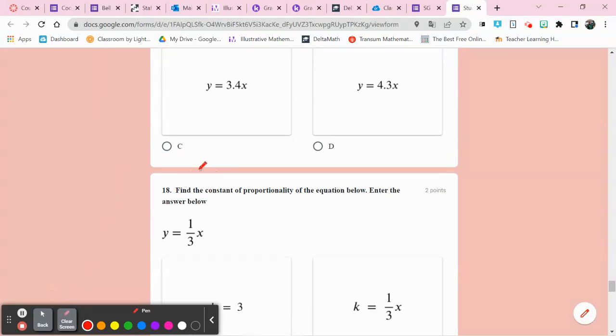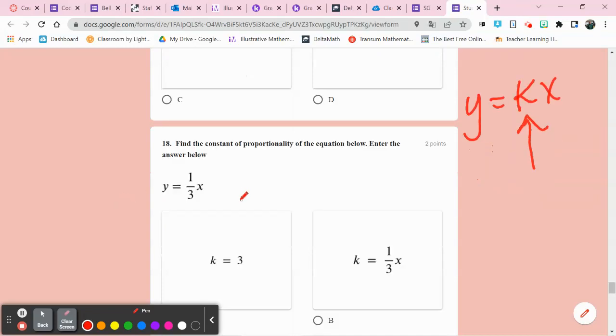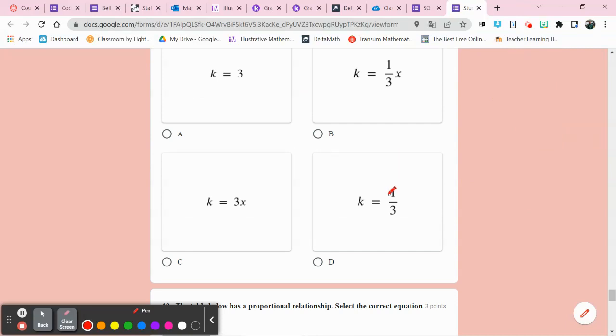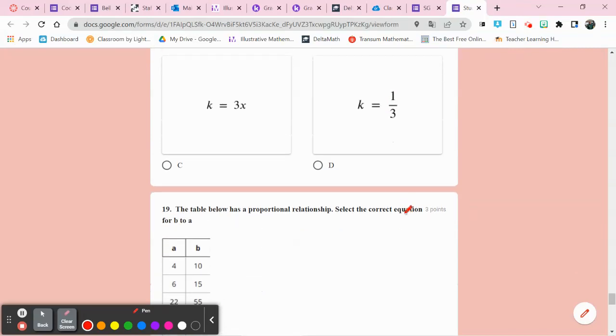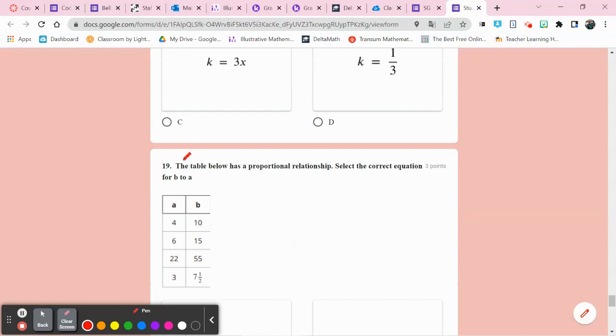Find the constant of proportionality. This is the equation they gave you. Your constant of proportionality is your k value. Whatever number, fraction, or decimal is sitting in front of the second letter after the equal sign is the answer. The only thing there is the 1 over 3. That's all you want. No letters. So that means it's D. k equals 1 over 3. Okay? All right. 19. The table below has a proportional relationship.